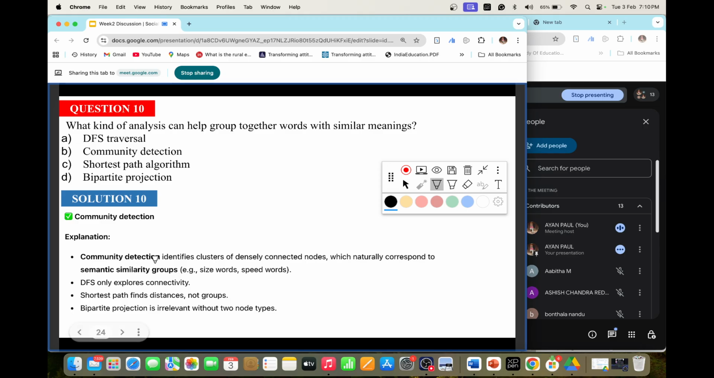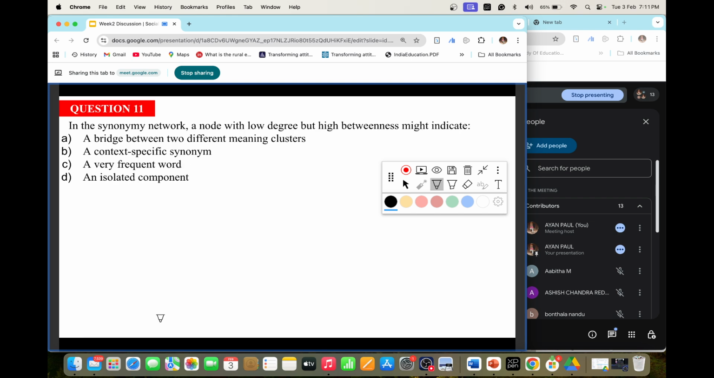Okay, so community detection identifies clusters of densely connected nodes, which naturally correspond to semantic similarity groups. Example: size, word, speed, etc. DFS only explores connectivity. Shortest path finds distances, not groups, and bipartite projection is irrelevant with two node types. Okay, so option B is the correct answer.